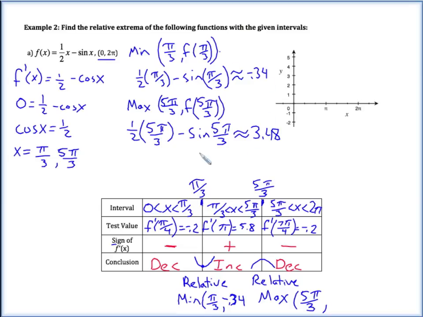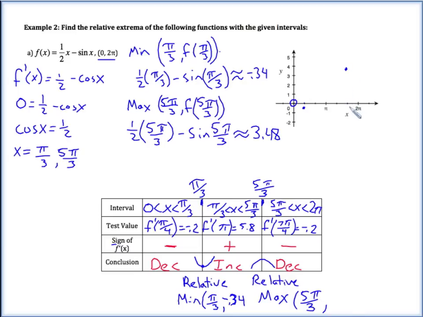Okay, so let's go ahead and sketch this here. We want to think about if we plugged 0 into this, that would come up with 0. So we have an open circle on 0. We know we have a minimum at (pi over 3, negative 0.34), which is about right here. We know we have a maximum at 5 pi over 3 and 3.48. So 5 pi over 3 is here, and 3.48 is about right there.